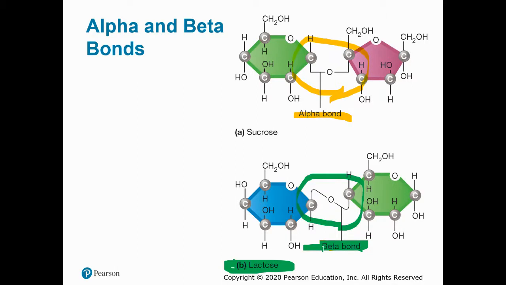So the beta bond is the orientation of the bond between monosaccharides that humans cannot digest. We find beta bonds in 3 places. This is usually a test question. Beta bonds exist in lactose, resistant starches, and fiber.